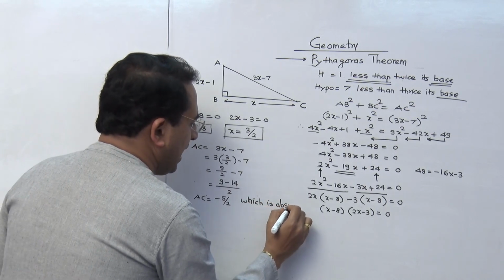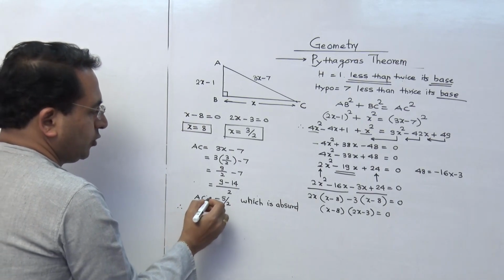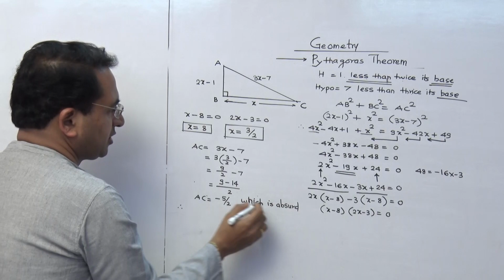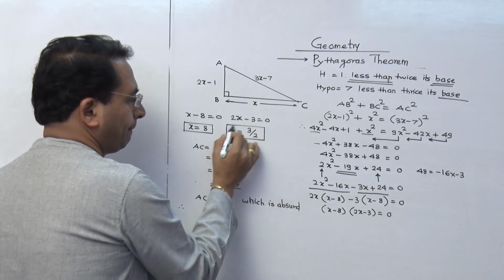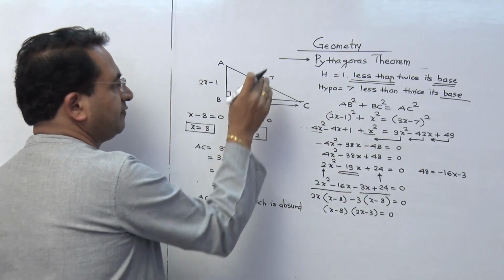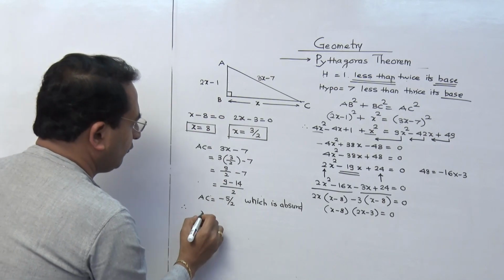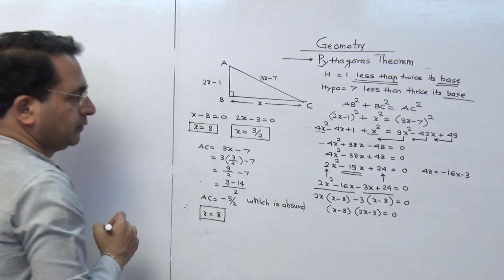Which is absurd. And therefore, AC is going to be minus 5 by 2, which is absurd. Therefore, this value is not going to be proper. Even if technically this is right, it is not feasible in this diagram. Therefore, x is equal to 8 is the final answer.